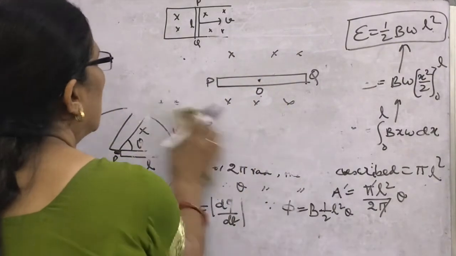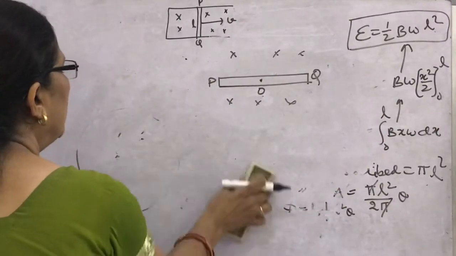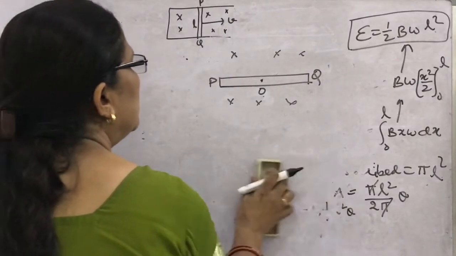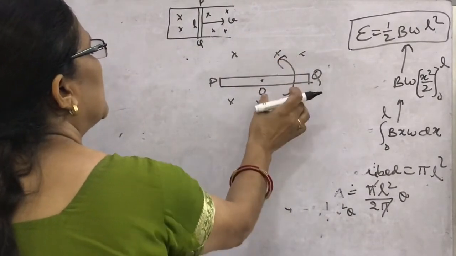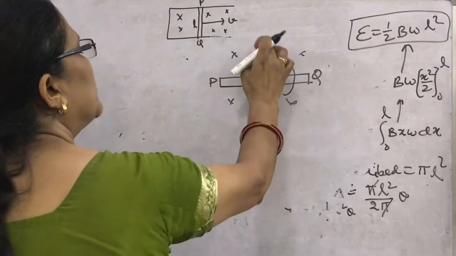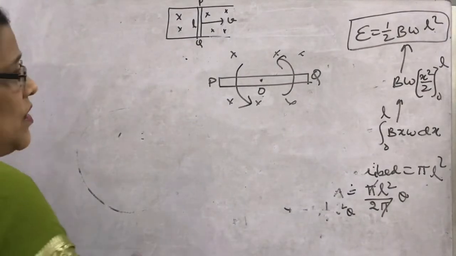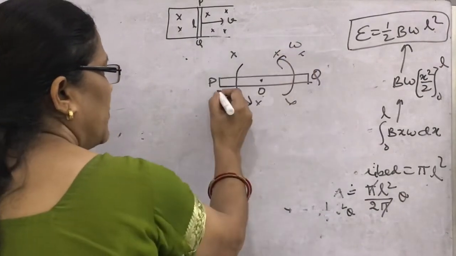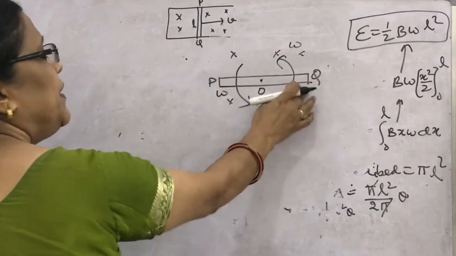Look, the rod is in the uniform magnetic field, and instead of moving you will say it is rotating. So suppose this is rotating about O, with OQ rotating like this and PO rotating like this. The same omega is there. What will be the potential at the points P and Q?